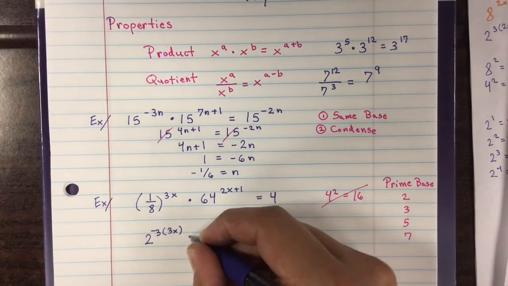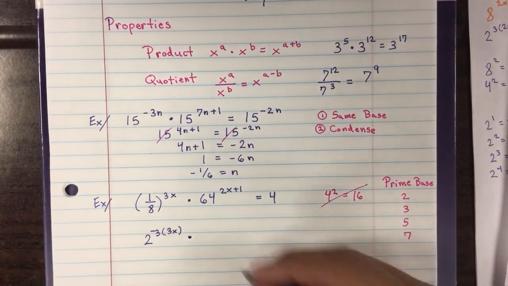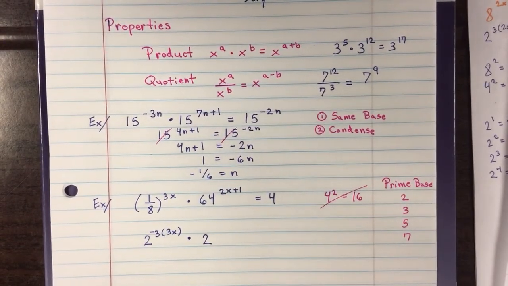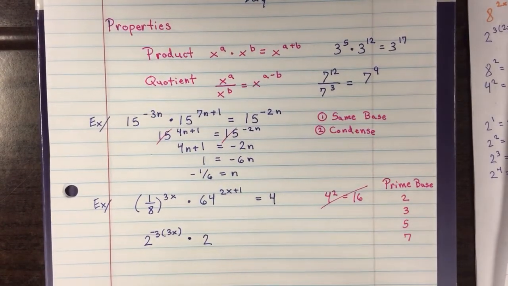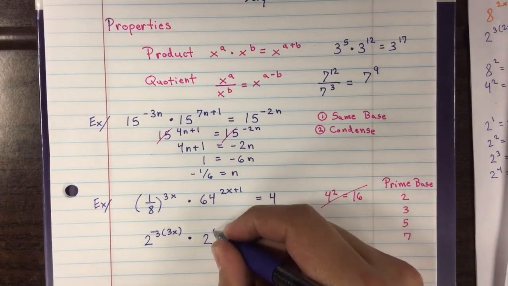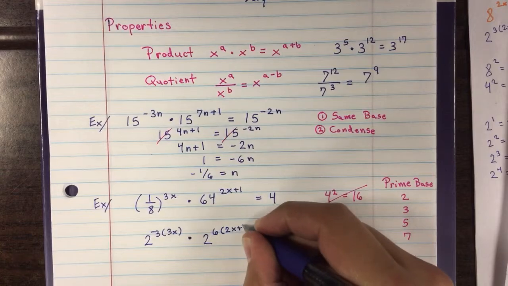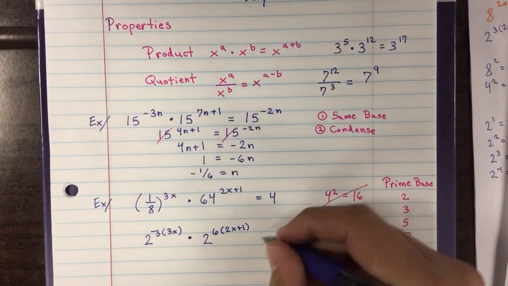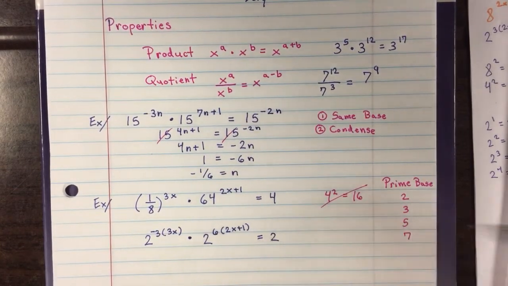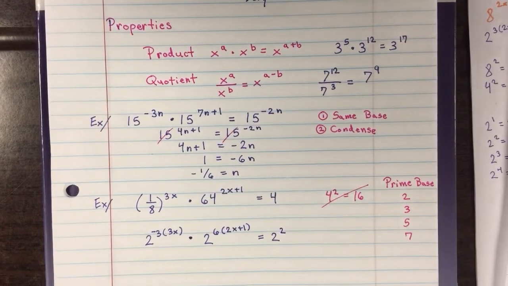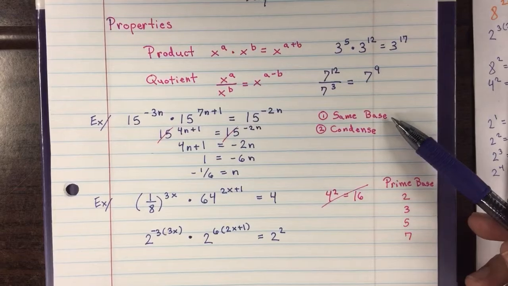So multiply that by 64. 64 is 2 to what power? Get your calculator, get your phone, check it out. Put in some numbers. It'll be 2 to the 6th power. So that'll be 2x plus 1 in parentheses. And then we need to make 4 a base of 2, and we all know that's 2 to the 2nd. So boom, we did the same base.